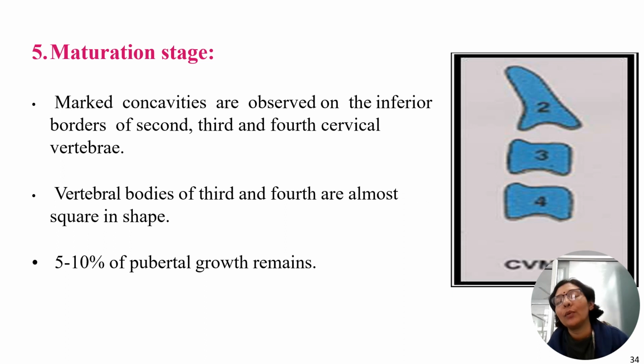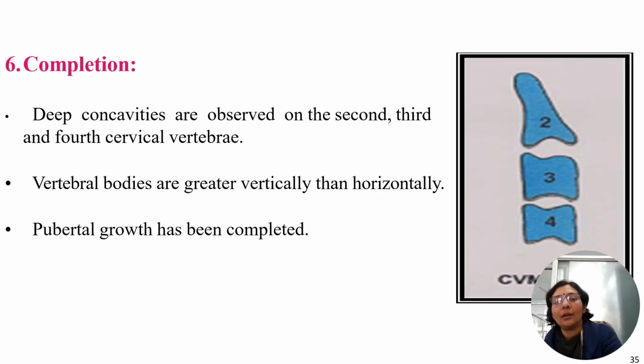And they are almost square, but you can see they are horizontally more wider than what they are vertically. In the next stage, the completion, you can see that the vertebrae become slightly elongated in the vertical direction than horizontal. That marks the completion of growth stage.